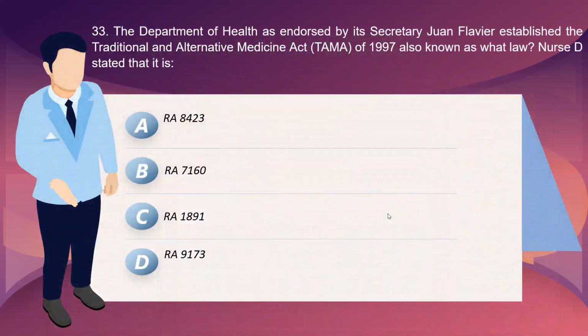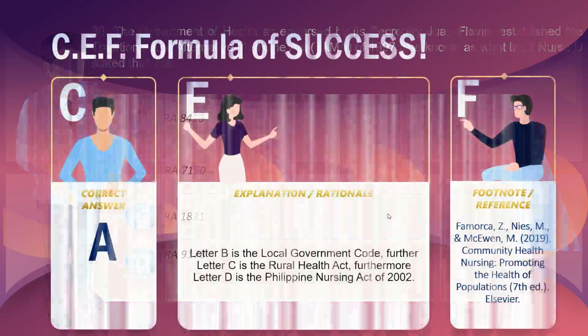Next, the Department of Health, as endorsed by its Secretary Juan Flavier, established the Traditional and Alternative Medicine Act, or TAMA, of 1997, also known as what law? Nurse stated that it is RA 8423, RA 7160, RA 1891, or RA 9173. Of course, RA 9173 is actually the Philippine Nursing Act of 2002. RA 1891 is the Rural Health Act, and RA 7160 is the Local Government Code. So the answer here is alpha for number 33.